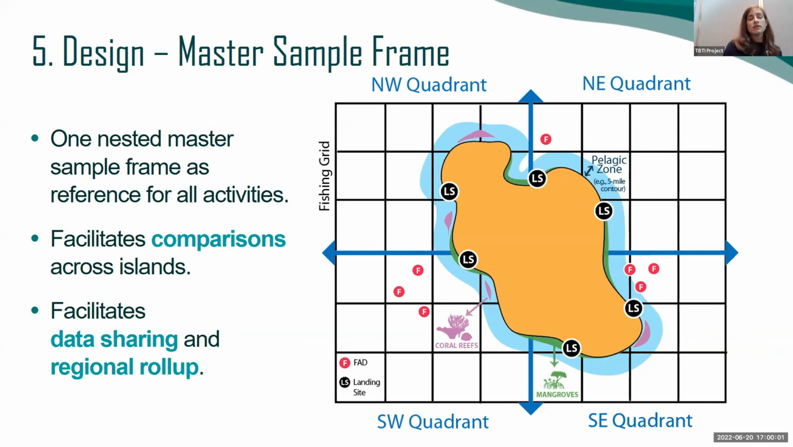So on the sampling design side, we propose a system of one nested master sample frame as a reference for all activities. This is a really useful way to improve the efficiency of monitoring by looking for opportunities to co-locate monitoring for different indicators. And it is also really essential and helpful for facilitating data comparisons, data sharing, and data rollout, both within the countries collecting this data and across disparate countries in the region to help draw insights on climate change patterns and trends at a larger regional scale.